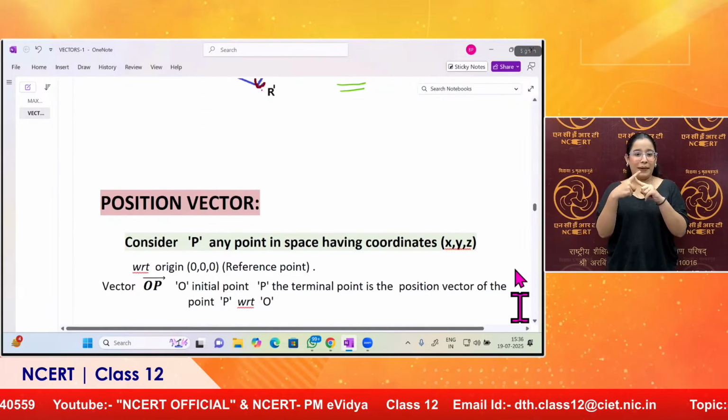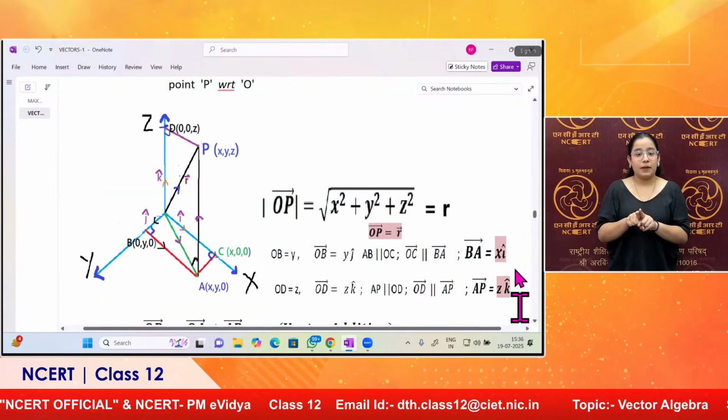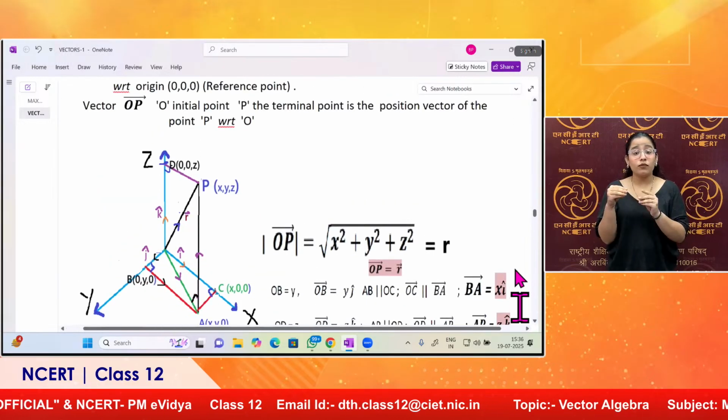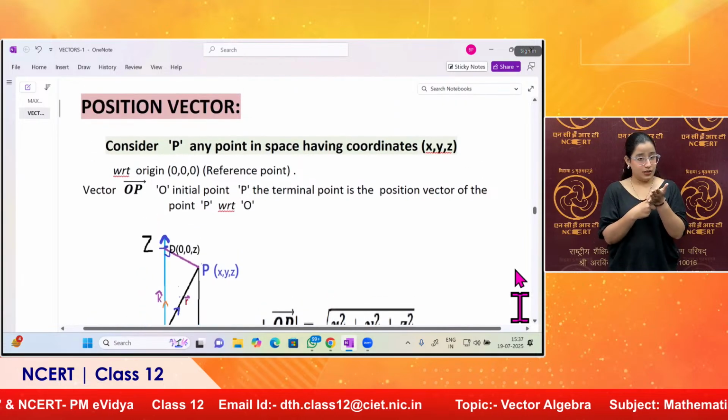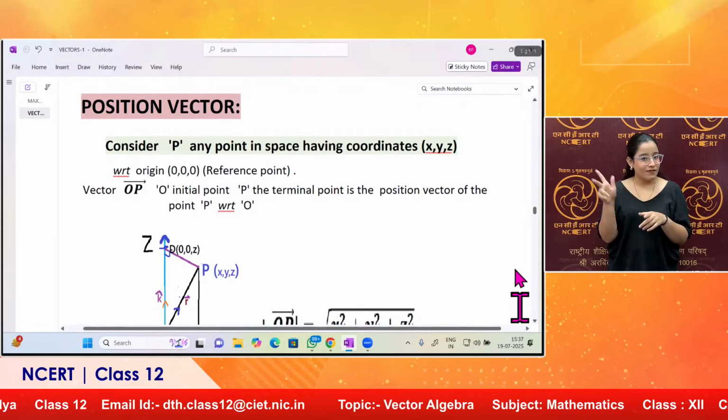Okay? Now we move on to the next point, that is position vector. Now this is the thing that you must have heard for the first time, dear children. This word, position vector, we are hearing for the very first time.